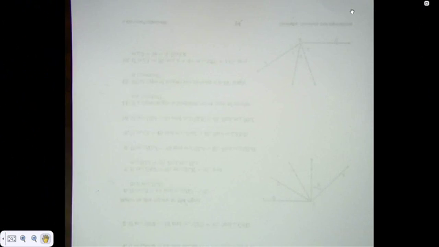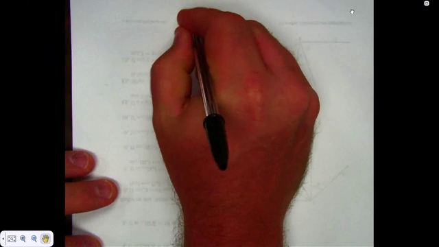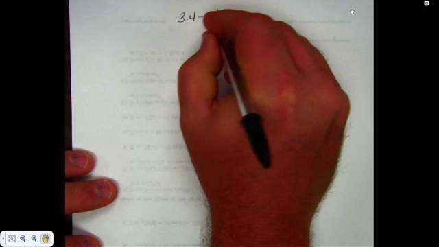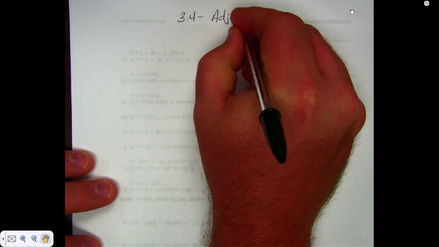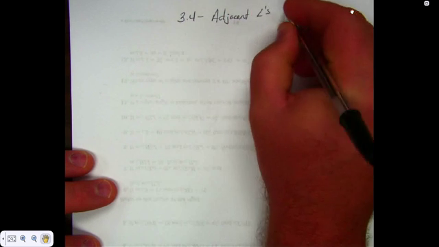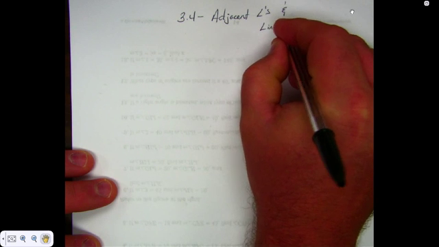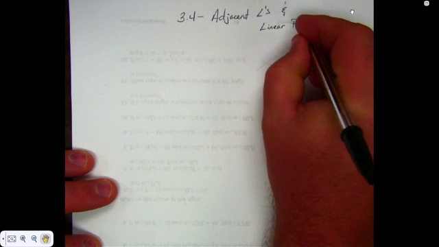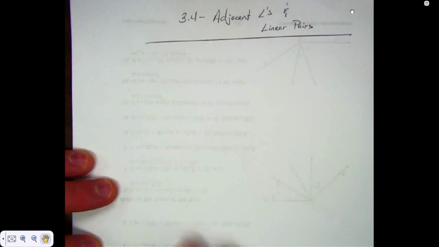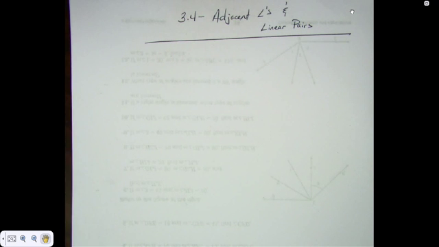Tell me what the title of section 3.4 is. Adjacent angles and what? Linear, or really linear pairs. But I like that you said linear. That has a little something to do with, yes.